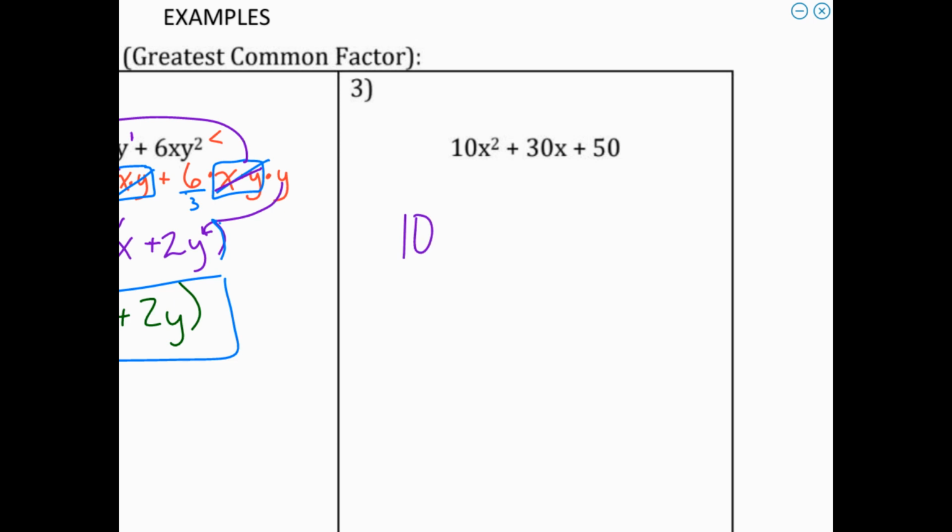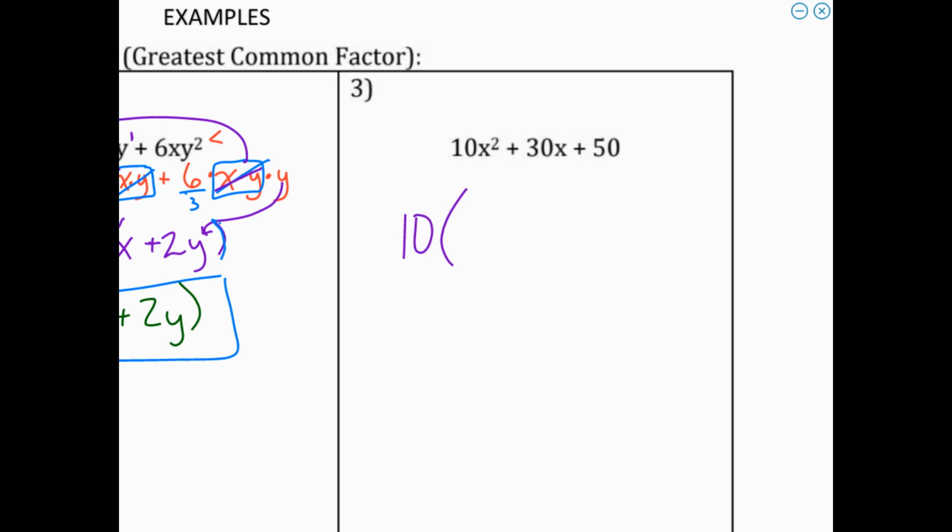Always check that lowest number first. So the smallest number that's there, does it divide into everything? Because you know it divides into itself. So if it divides into everything else, it is your greatest common factor. If it doesn't, then you have to get a smaller number than that. Does that make sense? Okay, so I can pull out a 10.